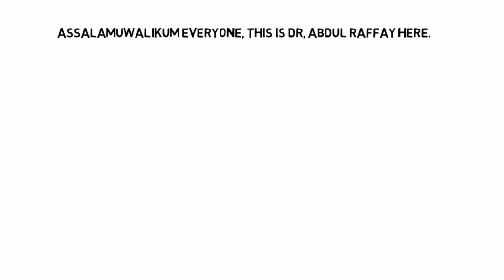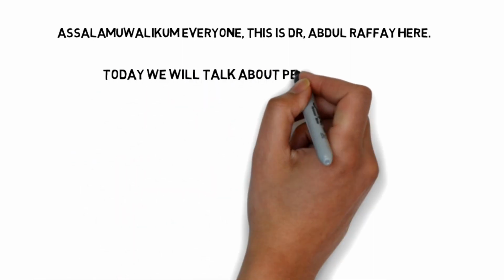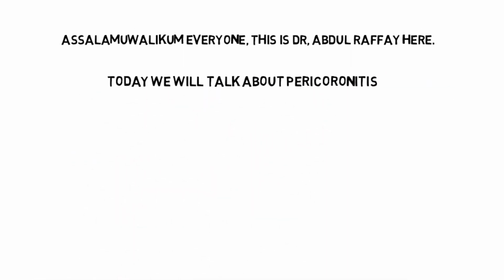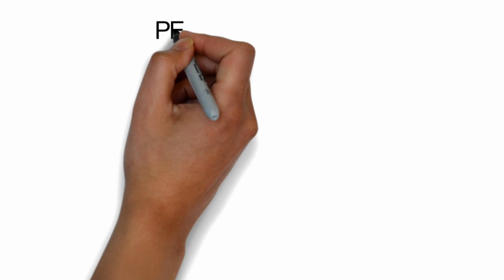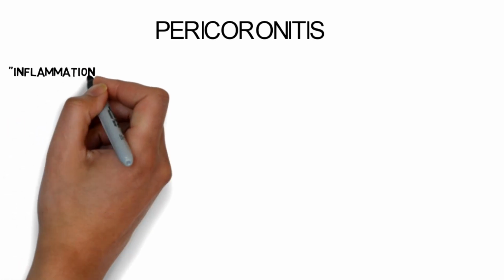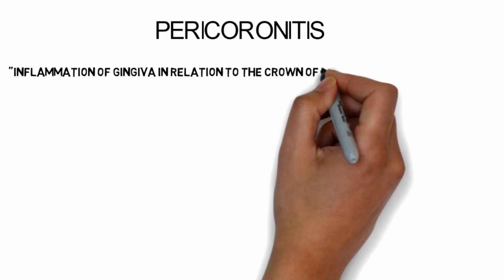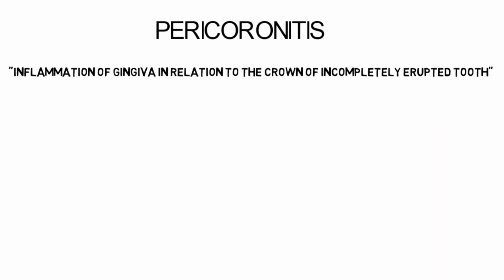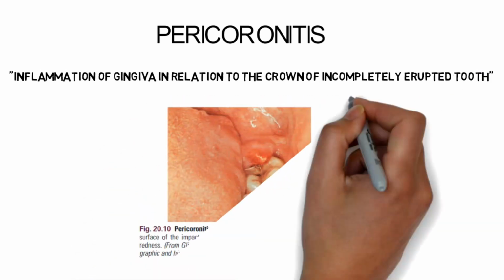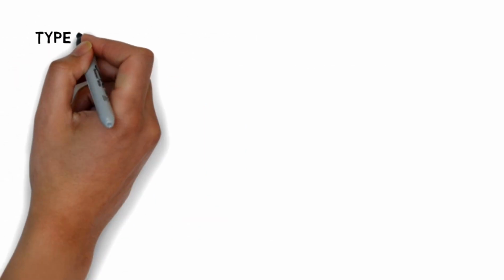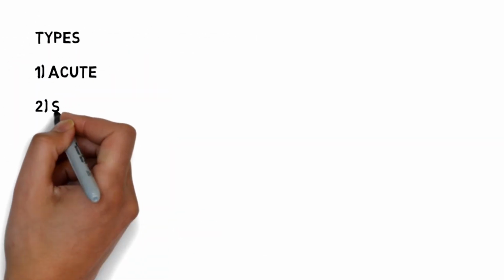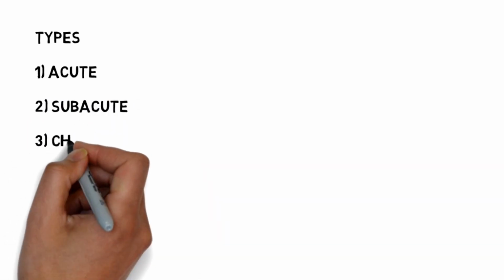Abdul Rafi here. Today we will talk about pericoronitis. Basically, pericoronitis has been defined as an inflammation of the gingiva in relation to the crown of an incompletely erupted tooth. As you can see in this clinical picture, this is the clinical representation of pericoronitis. There are three types: number one, acute, subacute, and lastly, the chronic.